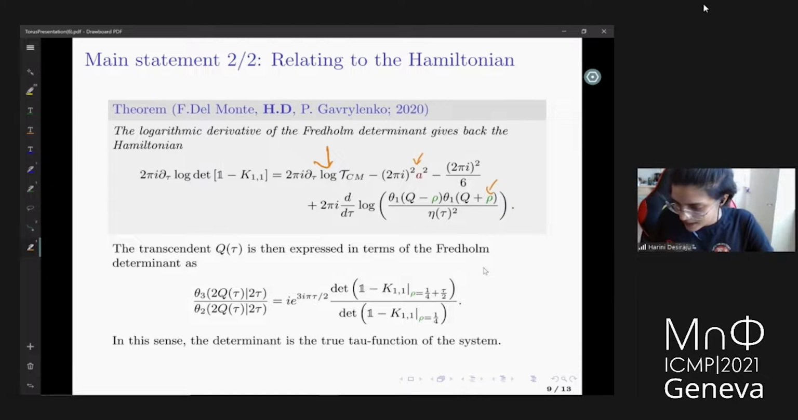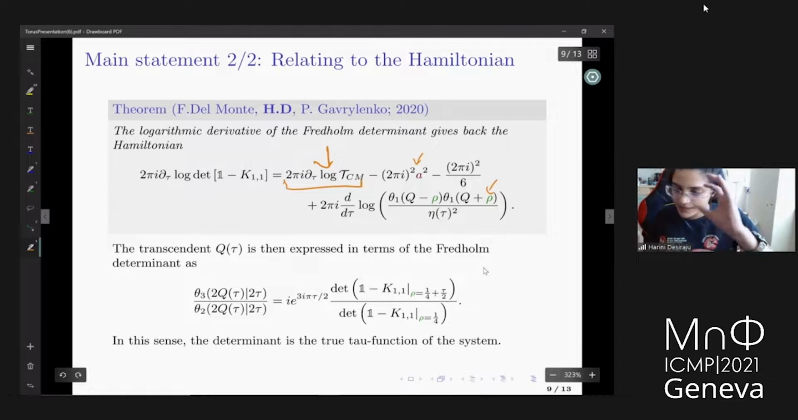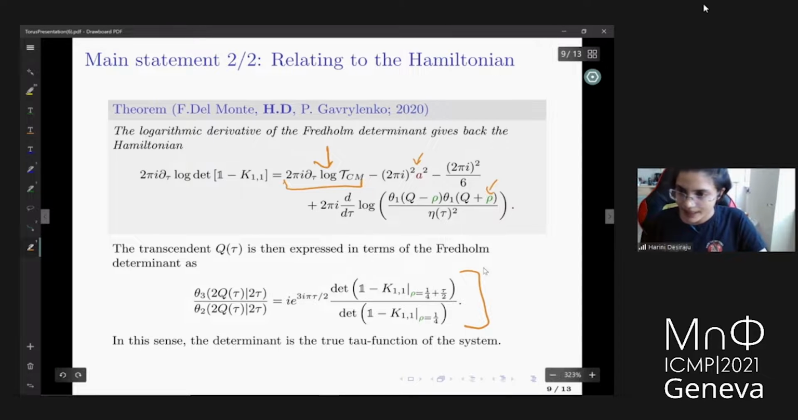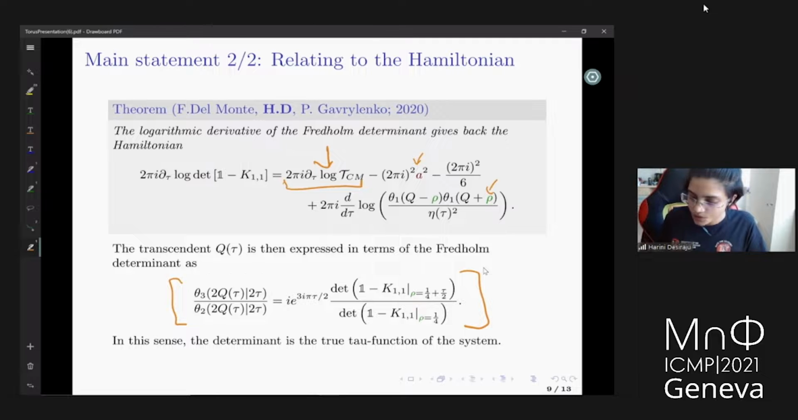On the one hand, there is the Hamiltonian. On the other hand, there is a determinant along with some other factors. So we can write it explicitly. We can study different characteristics of this determinant and so on. But the important point is that by changing this rho and taking the ratio of the determinants, I can understand what the transcendent looks like. Although it is embedded within the theta functions, the expression is completely explicit. So in this sense, the determinant is the true tau function of the system because it relates to the transcendent.